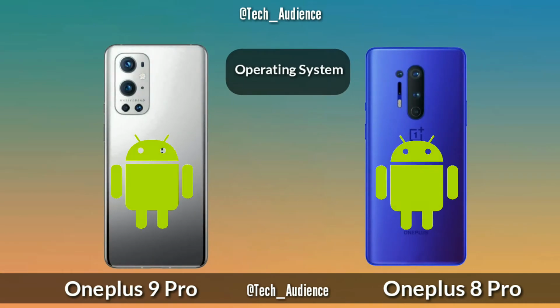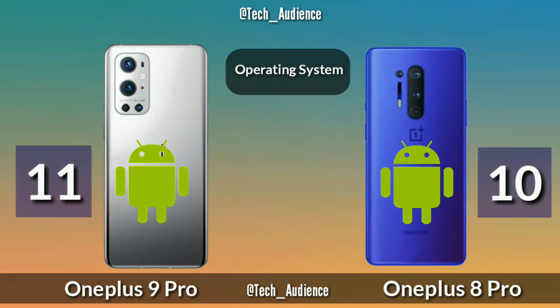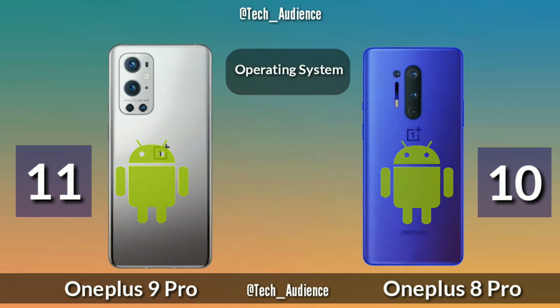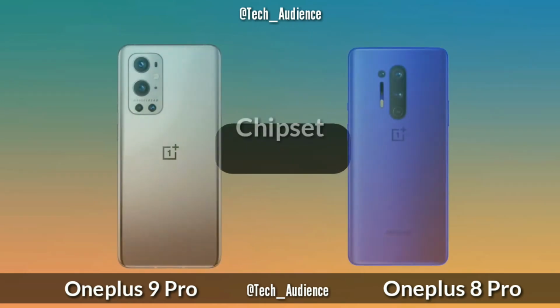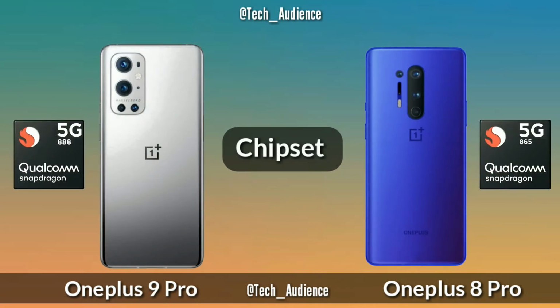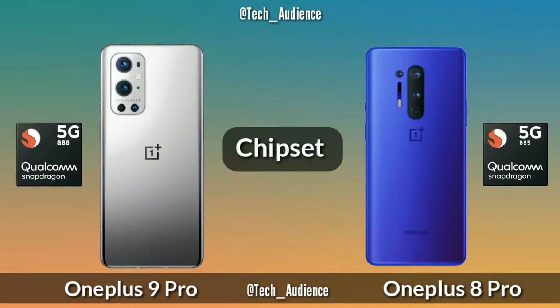Operating system: the OnePlus 9 Pro is running on Android 11 out of the box versus the OnePlus 8 Pro is running on Android 10 out of the box. Chipset: the OnePlus 9 Pro has the Qualcomm Snapdragon 888 versus the OnePlus 8 Pro has the Qualcomm Snapdragon 865.